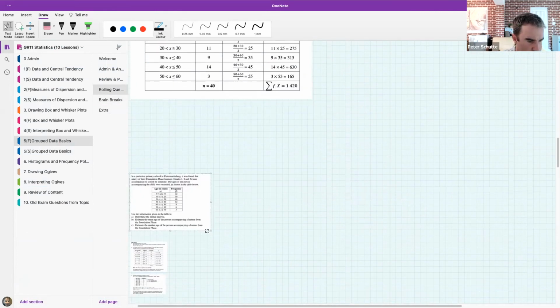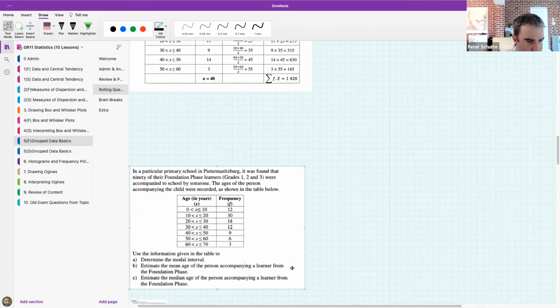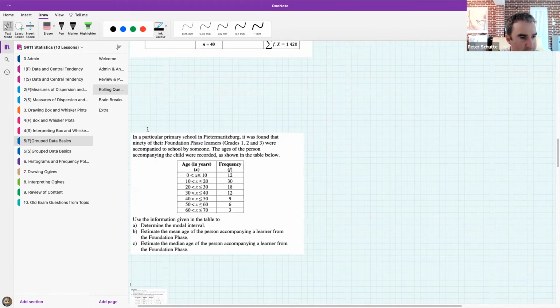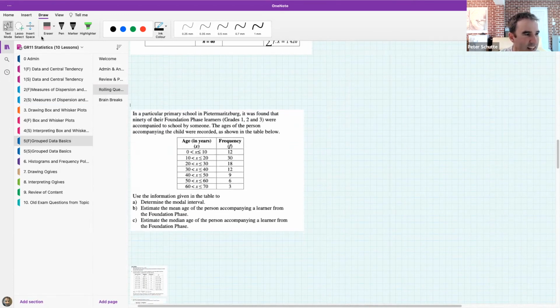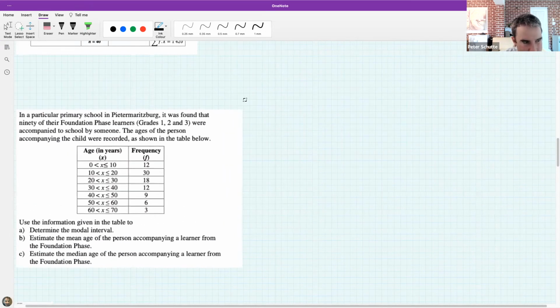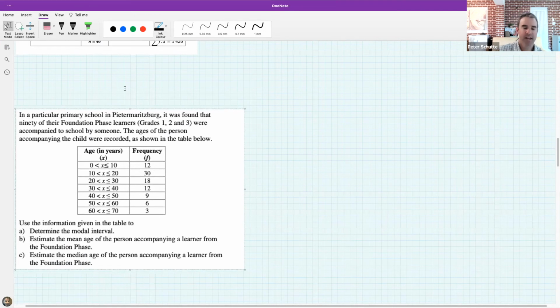Okay, so let's look at a very similar question. And whenever you get group data questions, they can look a little bit scary at first because of the data, but actually in some ways they're easier. So in a particular primary school in Pietermaritzburg, it was found that 90 of the foundation learners were accompanied to school by someone. The ages of the person accompanying the child were recorded, as shown in the table below.